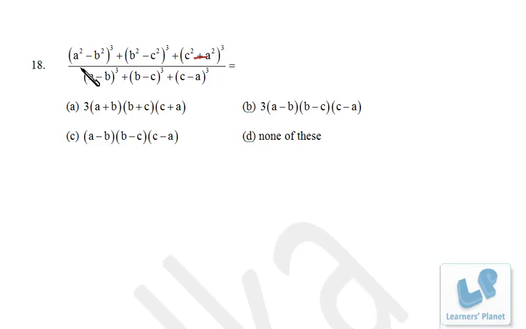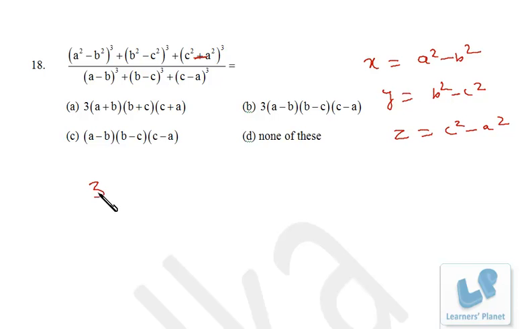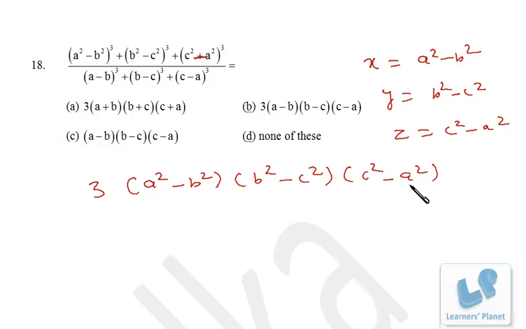Similarly over here, this is further x cube plus y cube plus z cube, right? And I write it over here, x is equal to a square minus b square, y is equal to b square minus c square, and z is equal to c square minus a square. So x plus y plus z is 0 here. So x cube plus y cube plus z cube will be 3xyz. Now what xyz is? A square minus b square, b square minus c square, and c square minus a square.